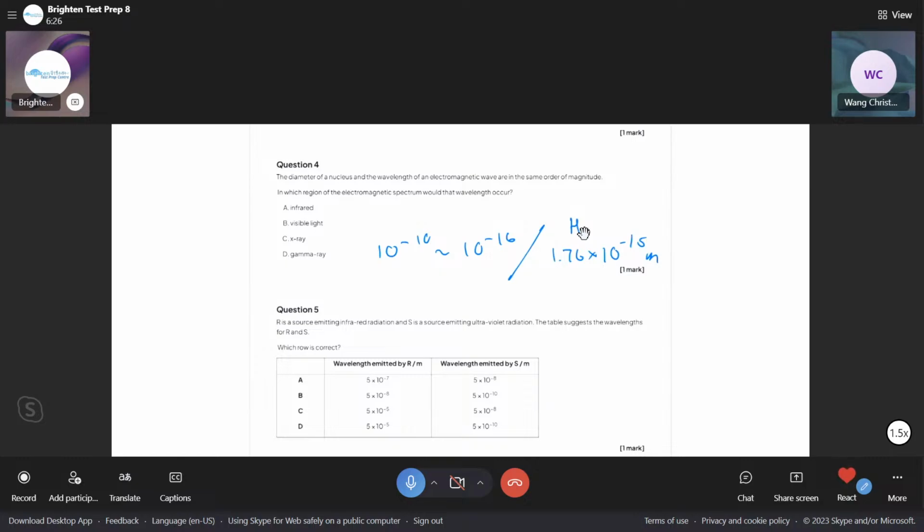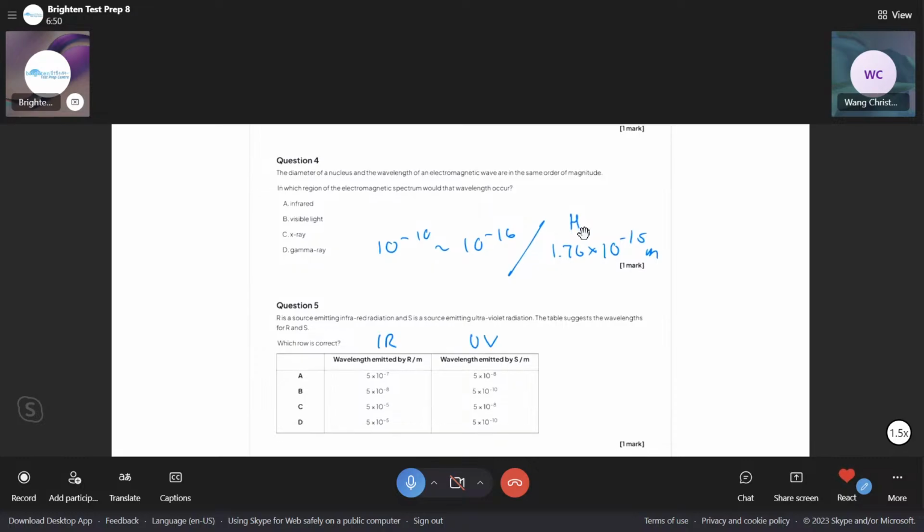And you say bottom 2. Would that be C or D? Yeah, I'm saying either because ultraviolet is 7 times 10 to the power of negative 7 to 10 to the power of negative 8.